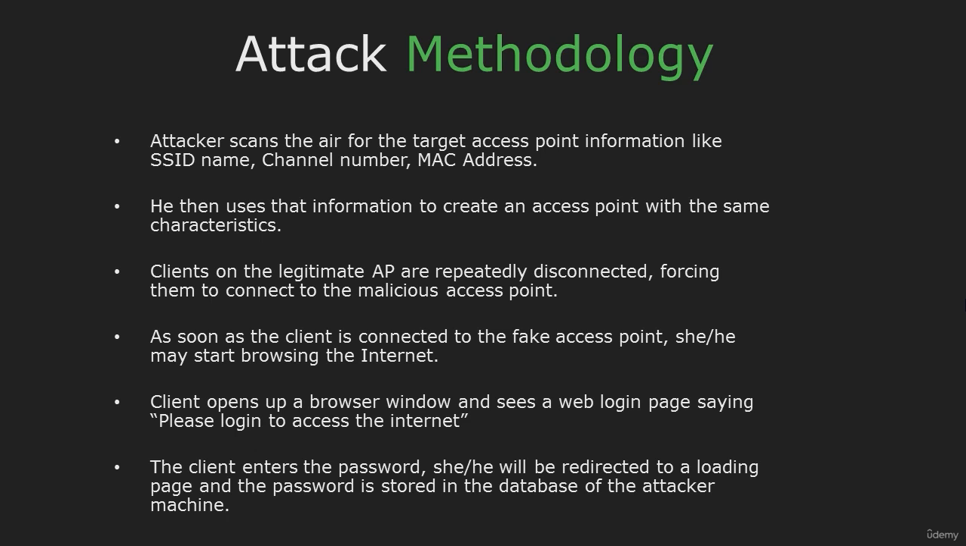Now, clients on the legitimate access point are repeatedly disconnected, forcing them to connect to the malicious access point. As soon as the client is connected to the fake wireless network, he may start browsing the internet, and he will see a web login page saying please log in to access the internet. Now, if the client enters the password, he will be redirected to a login page, and the password will be stored in the database of the attacker machine. So this is how the evil twin attack works behind the scene.